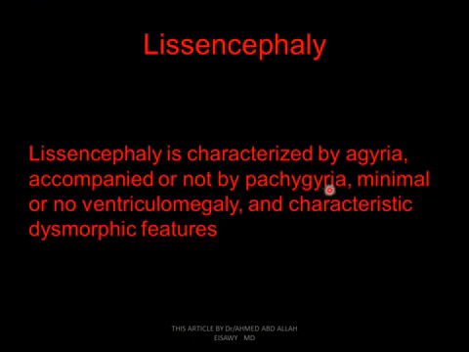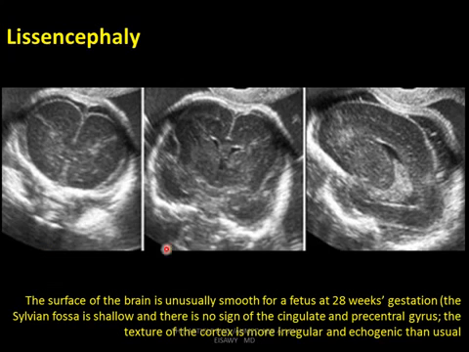Lissencephaly is characterized by agyria accompanied or not by pachygyria, minimal or no ventriculomegaly, and characteristic dysmorphic features. Lissencephaly may be isolated or secondary. Minimal or no ventriculomegaly may be associated with characteristic dysmorphic features. In lissencephaly, the surface of the brain is unusually smooth.